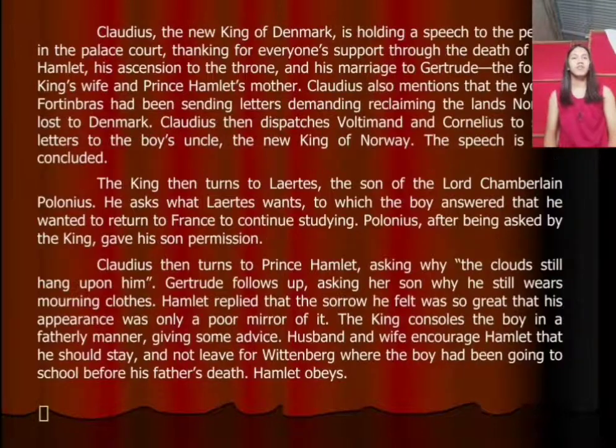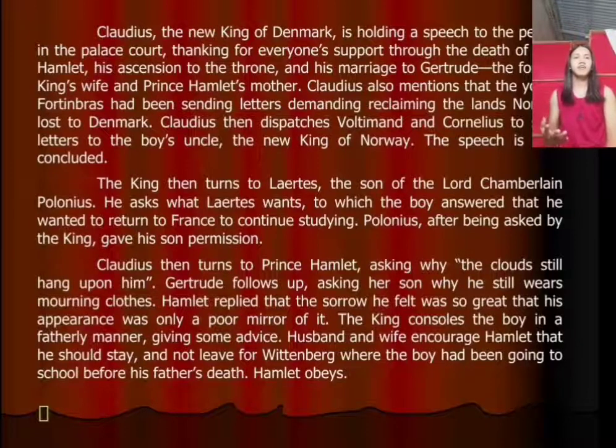Meanwhile, in the palace court, Claudius, the new king of Denmark, is holding a speech. He is thanking everyone's support to the death of King Hamlet, his ascension to the throne, and his marriage to Gertrude, who is the former king's wife and Prince Hamlet's mother. Claudius also mentions that the young Fortinbras has been sending letters demanding reclaiming the lands that Norway lost to Denmark. Claudius then dispatches Voltimand and Cornelius to send letters to the boy's uncle, the new king of Norway, so that Fortinbras would stop. The speech is then concluded.